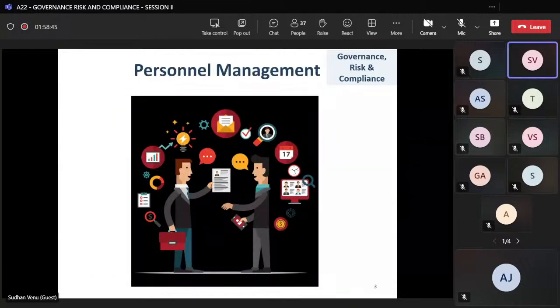The first one is personnel management, and you all know what personnel management means in an organization. It is also defined as the field of management concerned with planning, organizing, directing and controlling various operative functions in order to procure, develop, maintain and utilize the labor force.